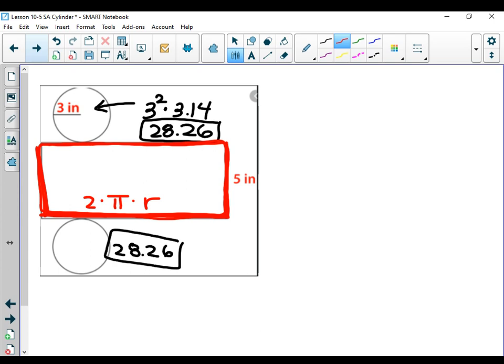Let's do the whole numbers. 2 times 3 times 5. Do this in your head. 2 times 3. Oh, 6. Times 5. 30. 30 times 3.14.